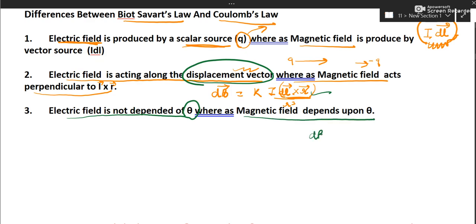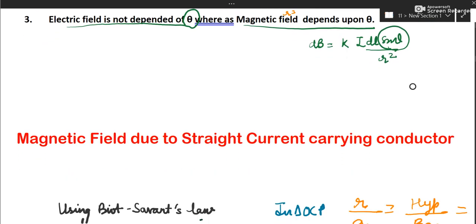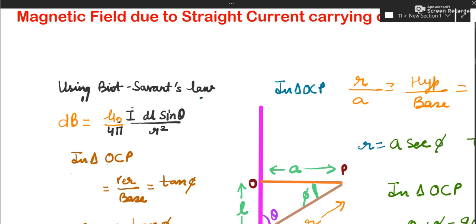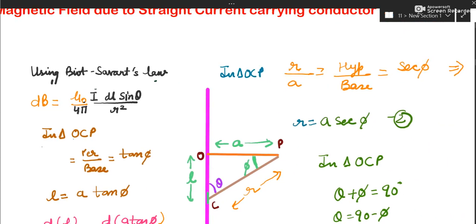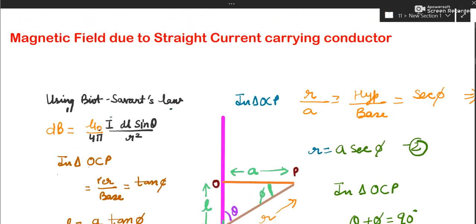How does it come? dB is equal to mu naught by 4 pi, I dl sine theta by r square. So yes, the magnetic field depends on theta, a trigonometric term, or you can say orientation, placement, positioning. Okay, now coming to this. This is the first and important application of Biot-Savart's law, which helps us find the magnetic field due to a straight conductor carrying current. So this is the first application, which is a full-fledged and important topic as well.